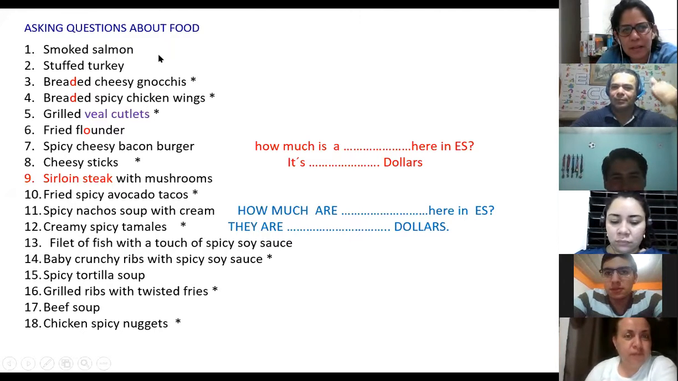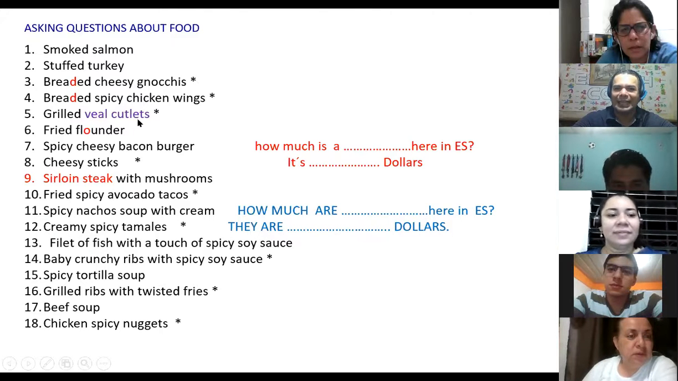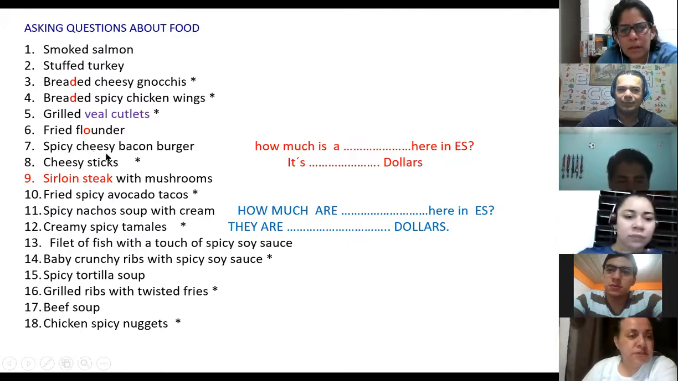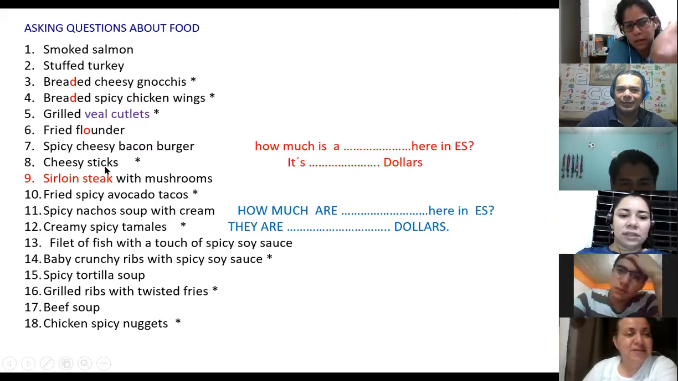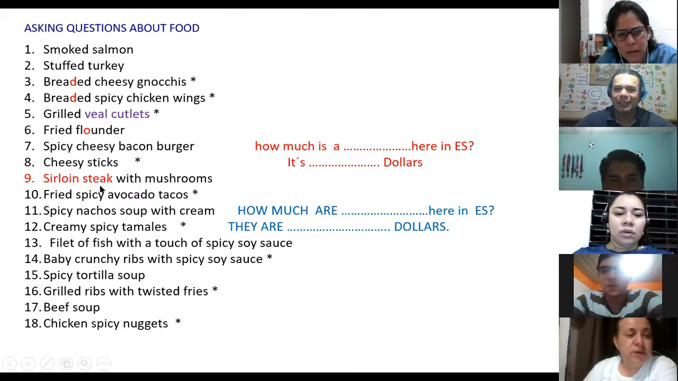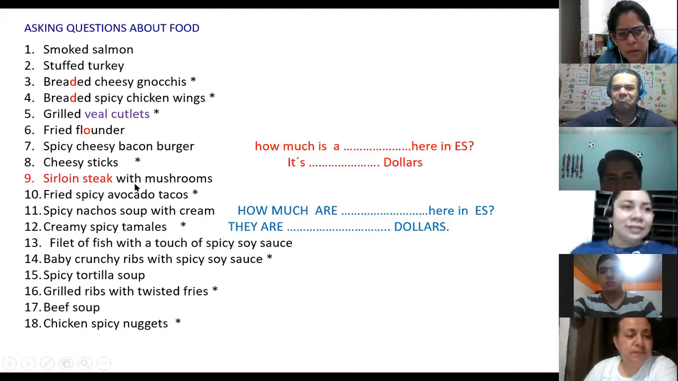Smoked salmon. Stuffed turkey. Bread, cheese, gnocchis. Cheesy. Gnocchis. Bread, spice, chicken wings. Grilled veal cutlets. Cutlets. Yes. Fried flounder. Perfect. Spice cheese bacon burger. Cheese sticks. Cheesy. Sticks. Sirloin stick with mushrooms. Sirloin steak. Otra vez, repita. Sirloin steak with mushrooms. Okay, that's good.